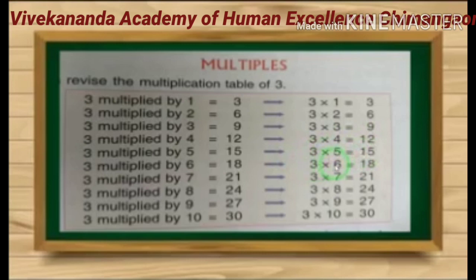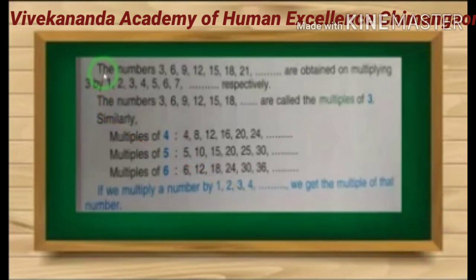3 fours are 12. 3 fives are 15. 3 sixes are 18. 3 sevens are 21. 3 eights are 24. 3 nines are 27 and 3 tens are 30. So now we have seen the table of 3 till 3 tens are 30.